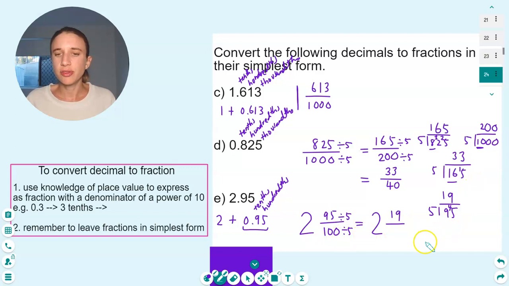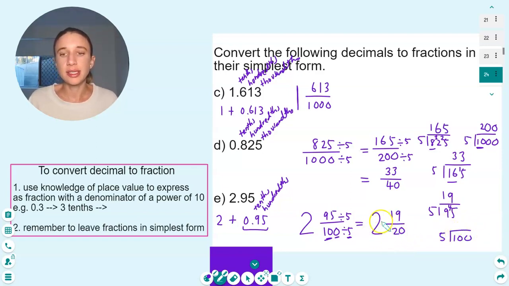And then 100 divided by 5. Well, 5 2s are 10. And then we just add a 0 because we want 5 20s or 100. But if you need to do the calculation, just do it. It's totally fine. So this is 2 and 19 over 20 because these don't have any common factors. So it is a fraction in its simplest form.